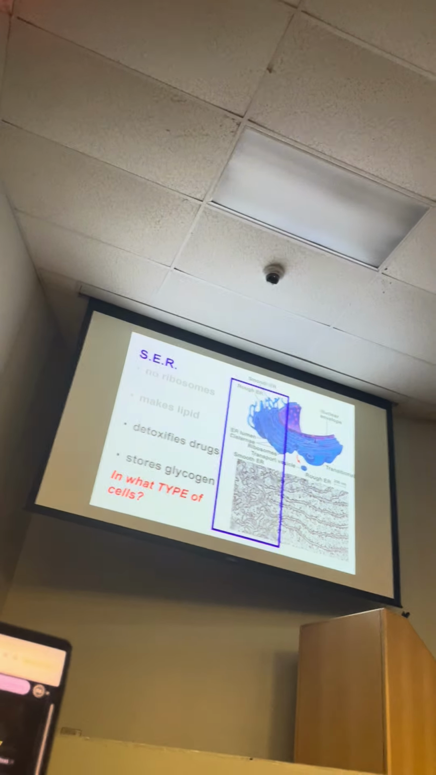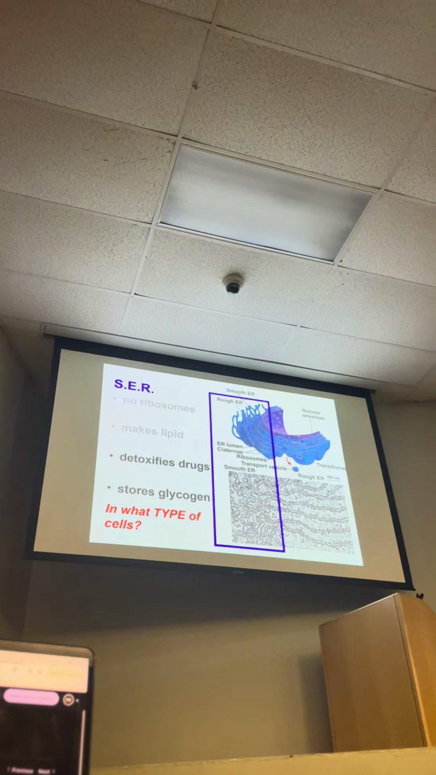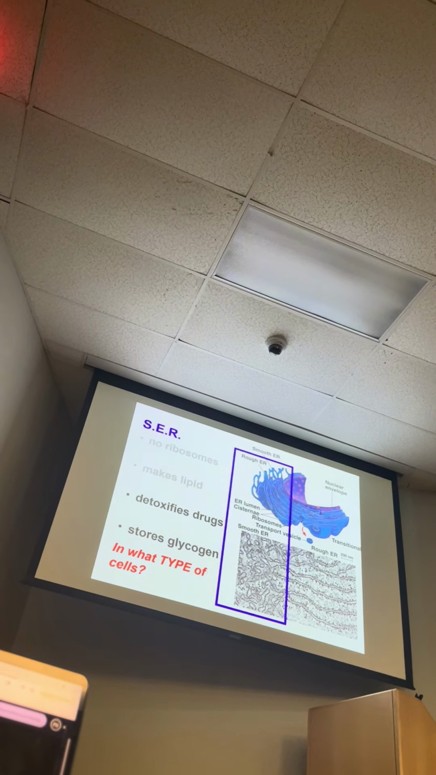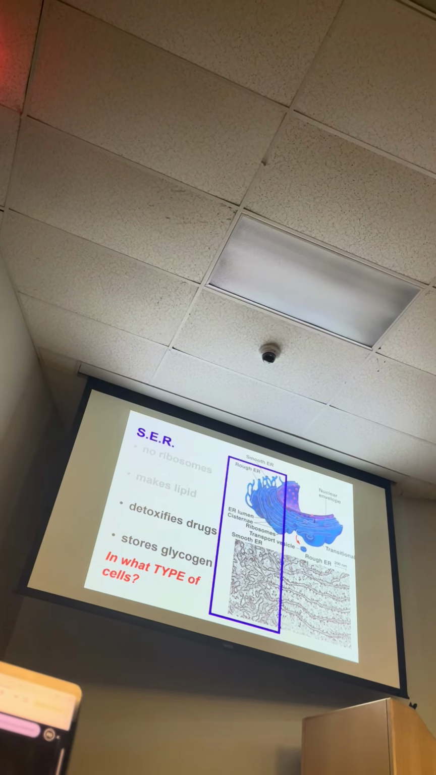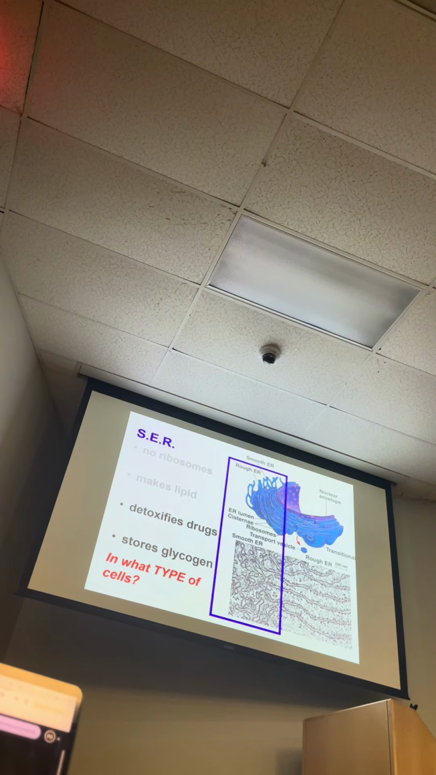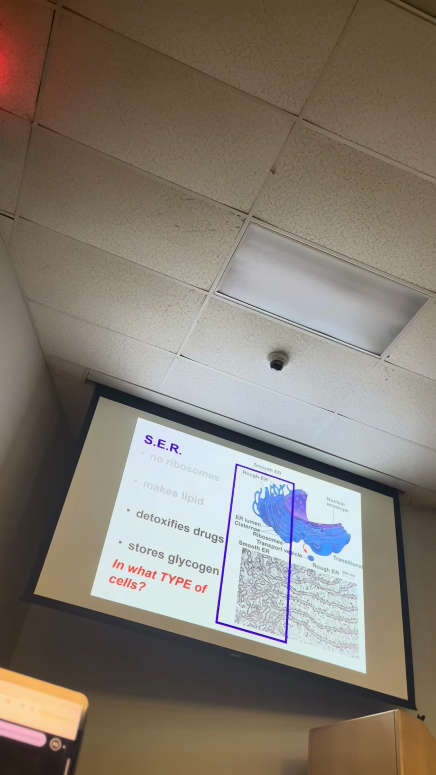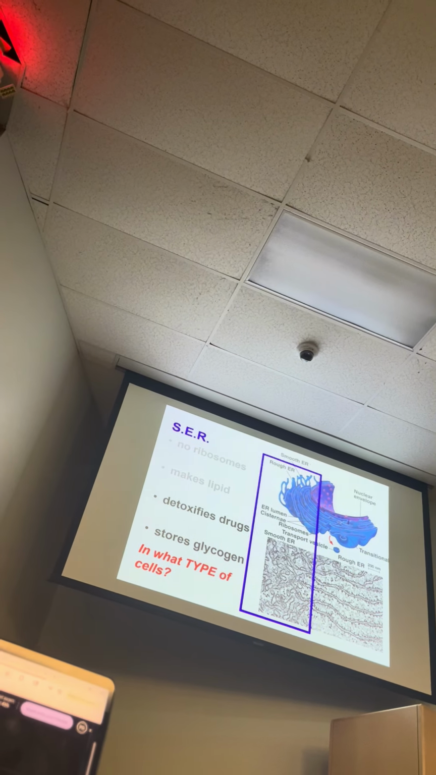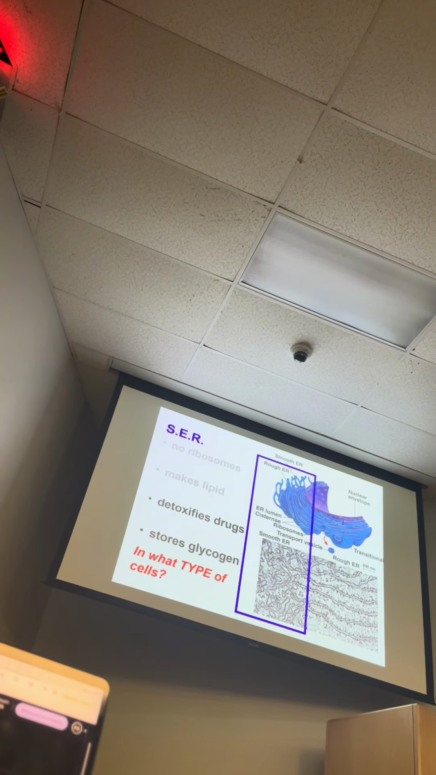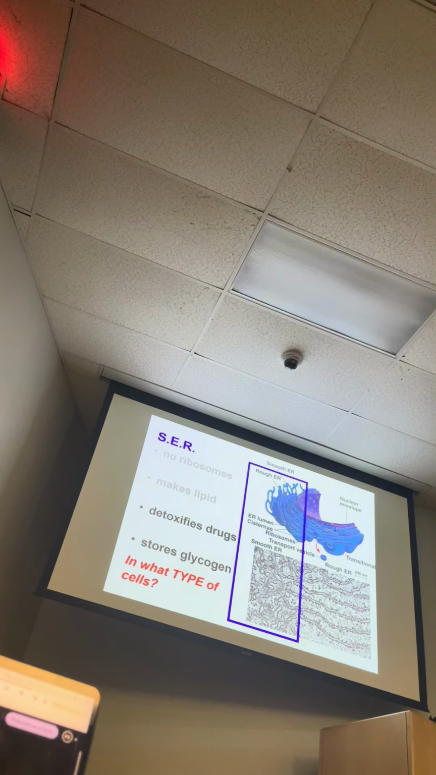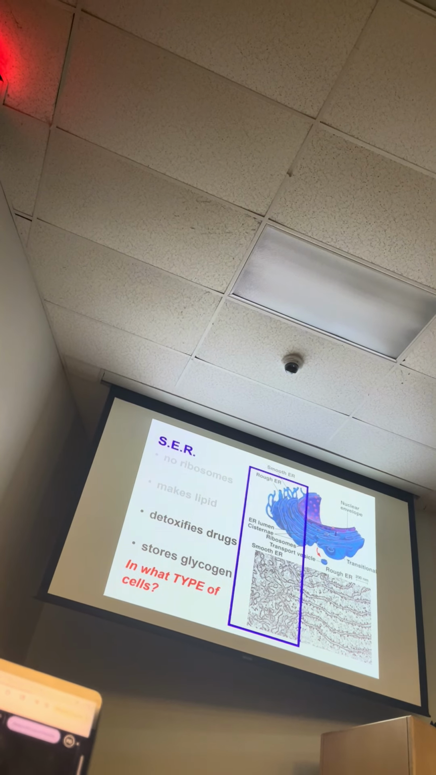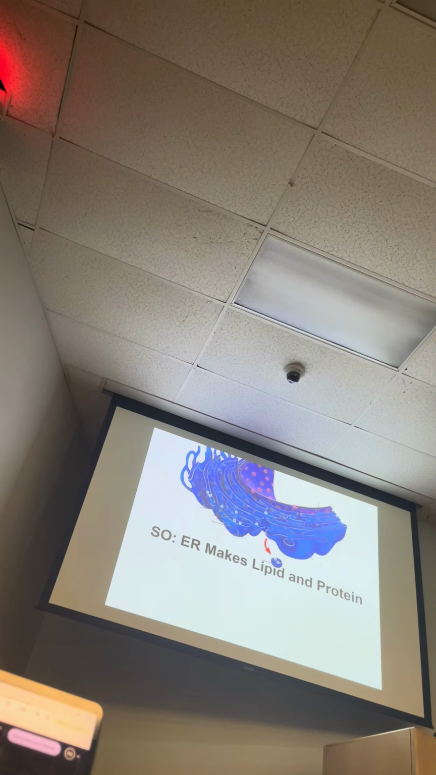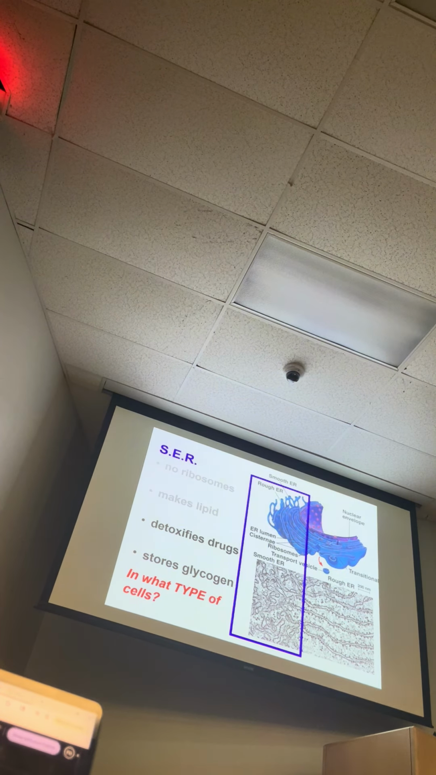So, for example, these last two functions are going to happen where in your body? In the liver, right? So liver cells would be expected to be rich in smooth ER. Liver cells must be chock full of smooth ER. So what type of cells have a lot of smooth ER? Liver cells, right? That makes sense. Make sense?